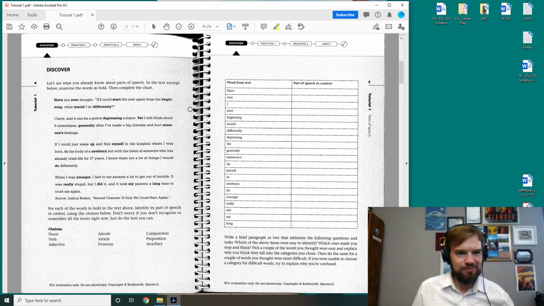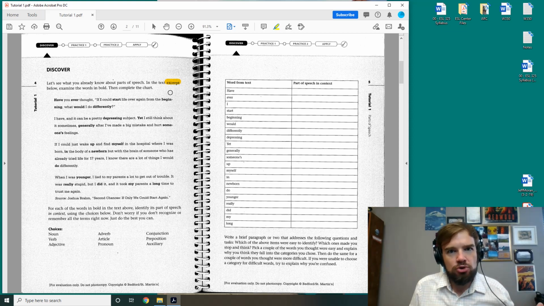So the first activity here, this discover activity, just like in every tutorial in Professor Ferris's book, here she says discover. So let's see what you already know about parts of speech. In the text excerpt below, examine the words in bold, then complete the chart on this next page here. So an excerpt, again, just like the word category, similar meaning, different word. An excerpt is a smaller part of a bigger book or text or video or movie or something, right? So if you have a book with 10 chapters, and you take one chapter out of that book, that chapter is an excerpt of the larger, bigger book.